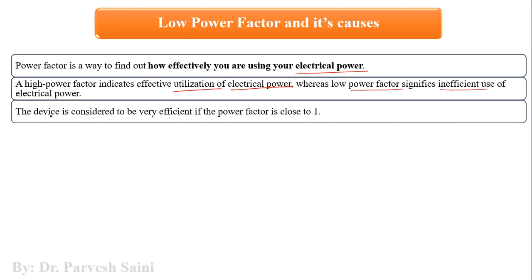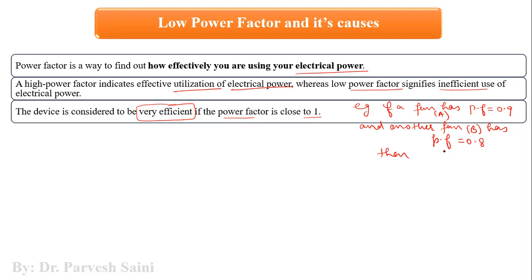So any device, any electrical system which has power factor close to 1 is assumed to be a very efficient electrical system. For example, if a fan A has power factor equal to 0.9 and another fan B has power factor equal to 0.8, then fan B is less efficient than fan A.